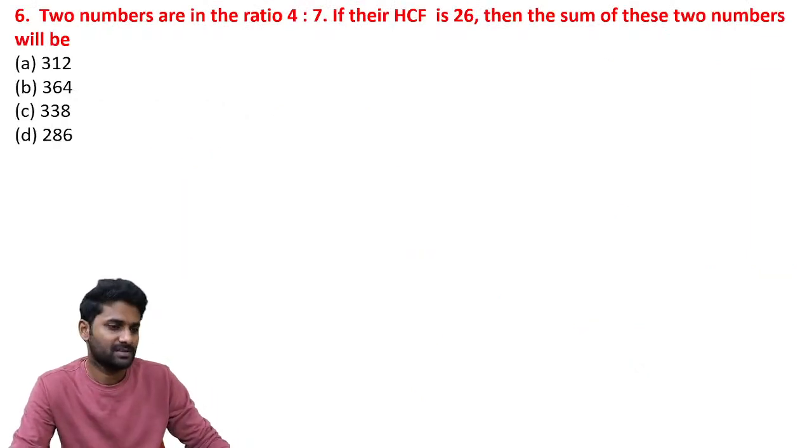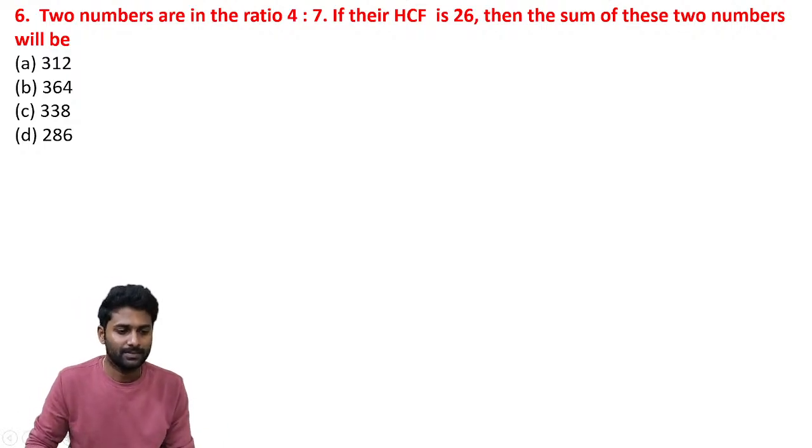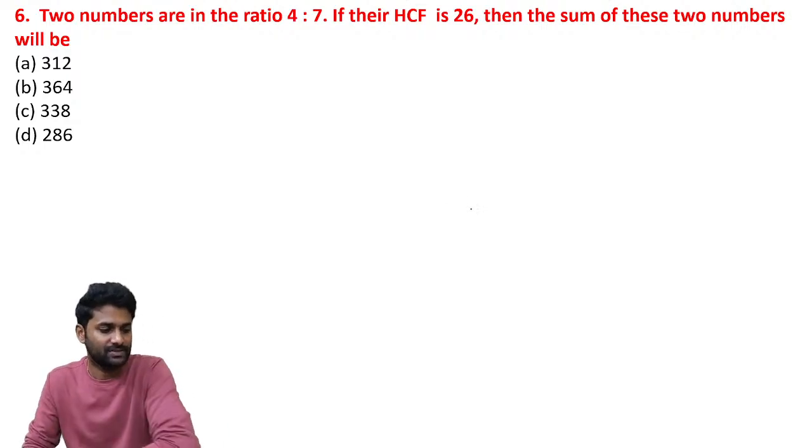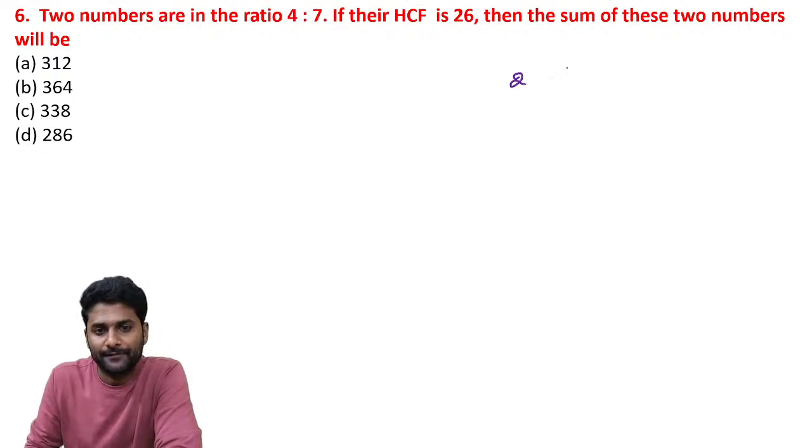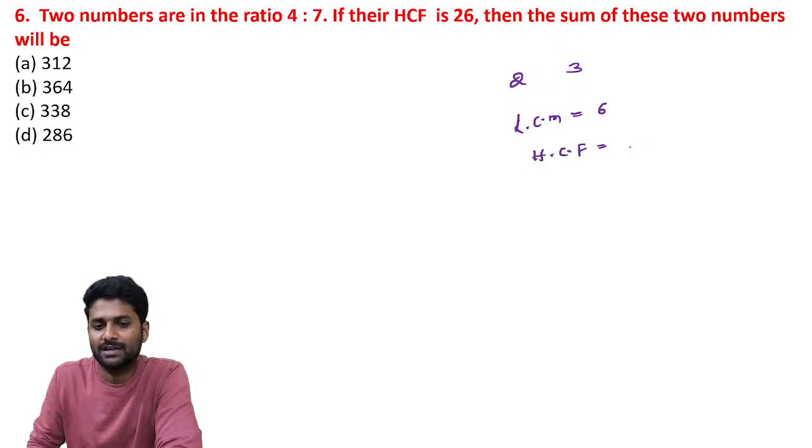Next. Let's see this question. Remember the important application. Understand this concept, guys. See, if 2 and 3, what about the LCM? LCM is equal to 6. HCF is exactly equal to 1. It means important property, you should remember that.